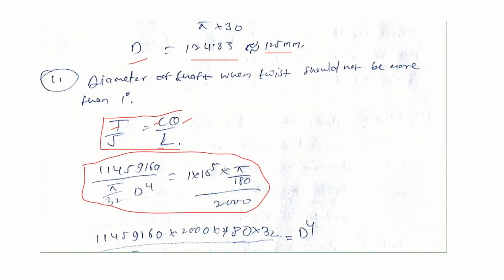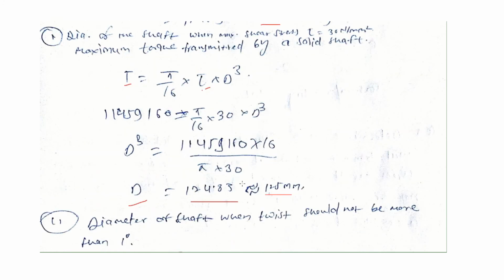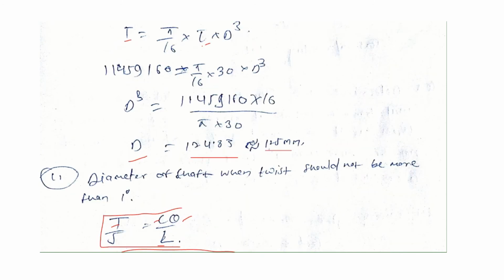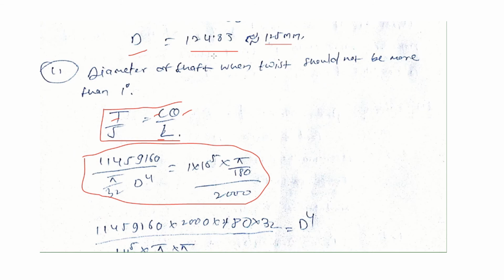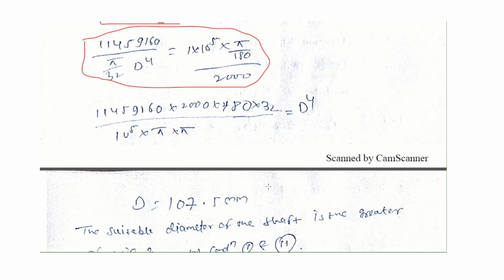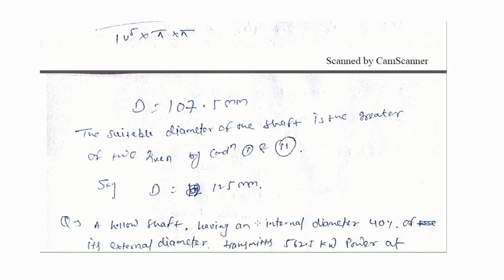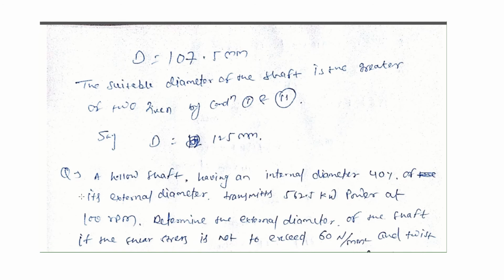Shear stress is exceeded if we use diameter 107.5 mm, but the shaft takes maximum shear stress of 30 Newton per mm square, and if we use a diameter of 107 mm, it will give approximately more than 30. So we will consider the diameter of the shaft as 125 mm. This is the answer.